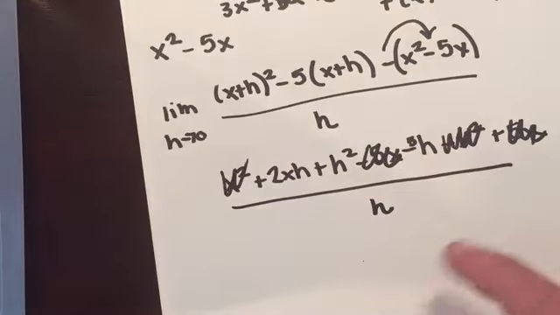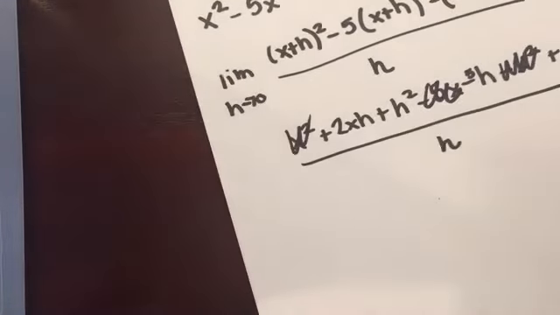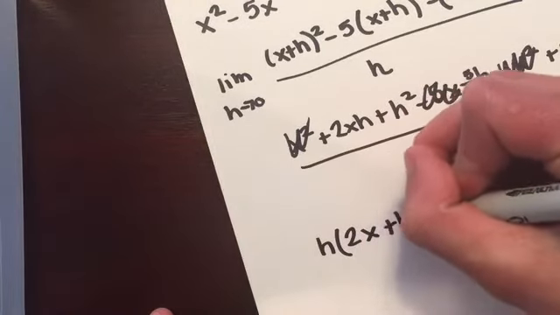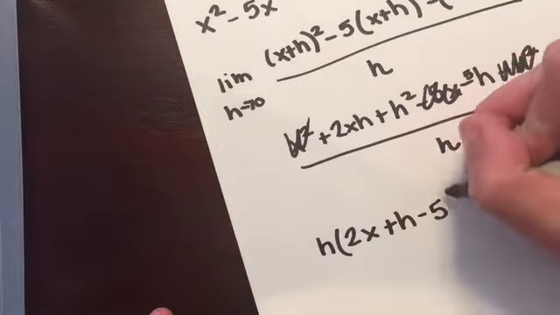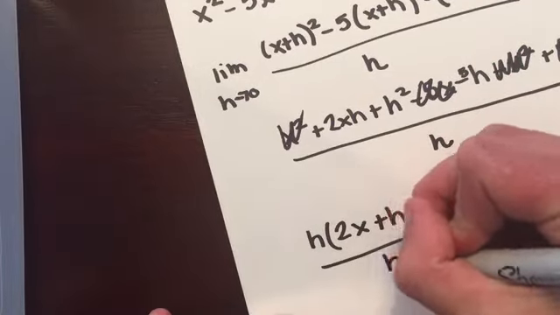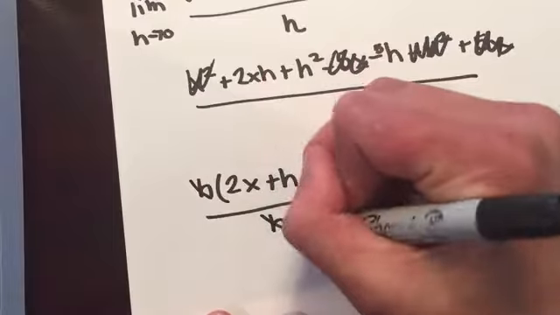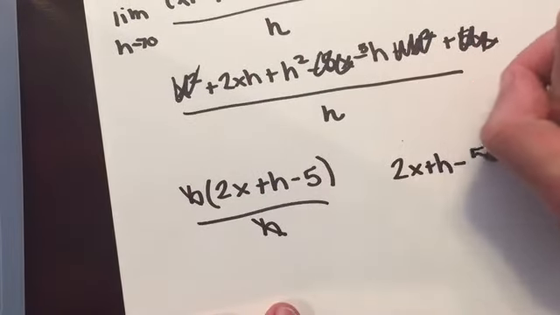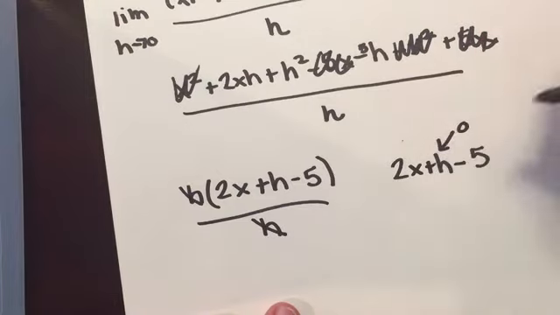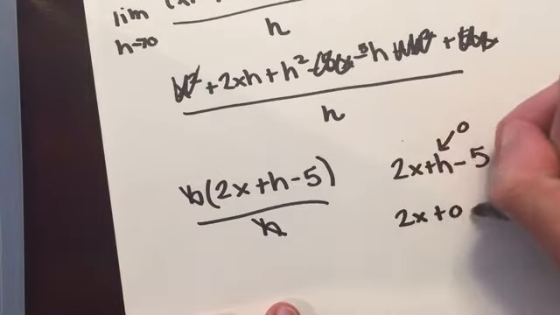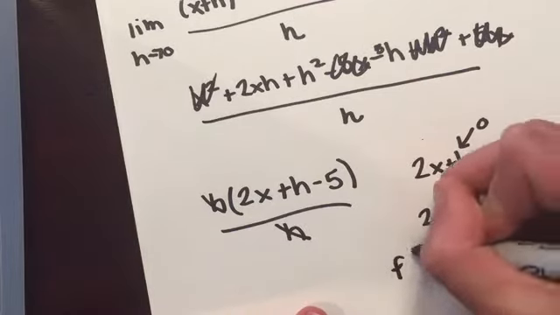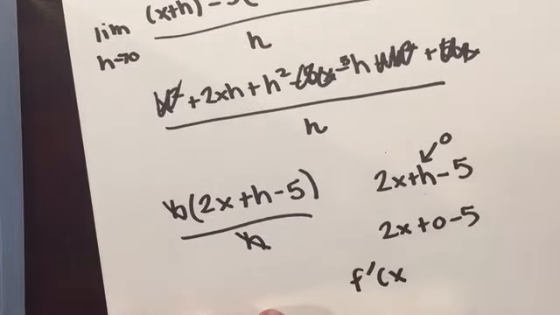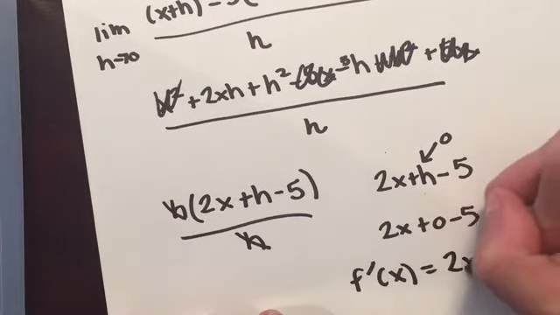So these all have an h in them. So we're going to simplify this to h times (2x plus h minus 5) over h. So these cancel out, and we are left with 2x plus h minus 5. Plug in 0 for h. You get 2x plus 0 minus 5. So the f prime of x of x squared minus 5x is 2x minus 5.